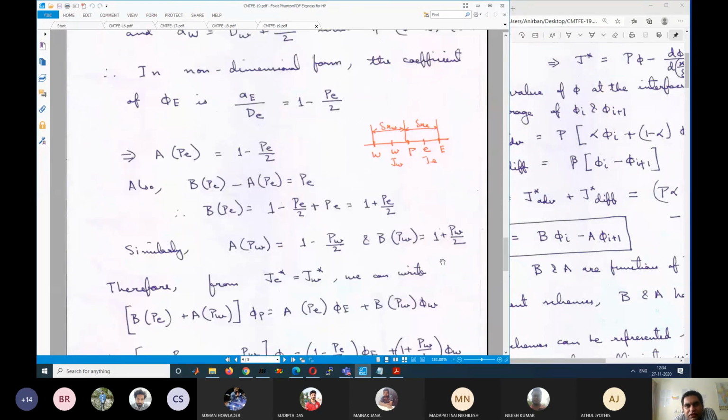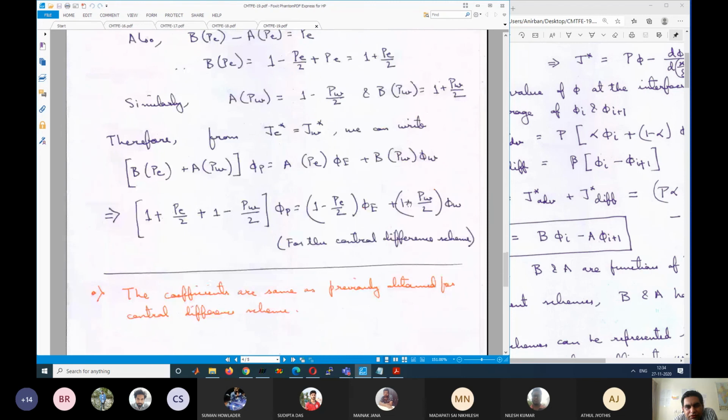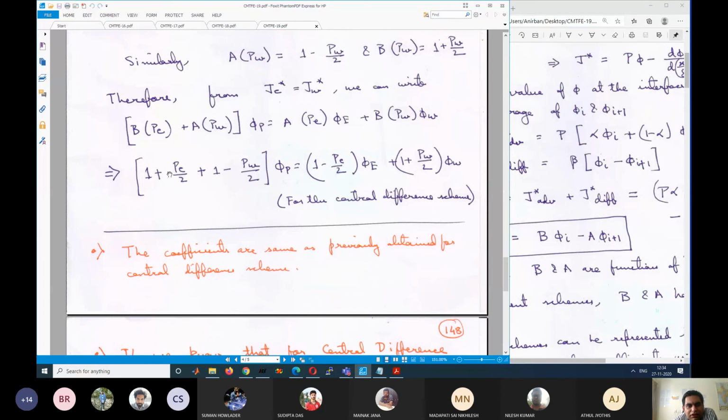Similarly, for phi W, it was DW plus FW by 2. In non-dimensional form, it will be AW by DW, so 1 plus PW by 2. So that is the term we are getting, and this is also similar to what we were getting, because we have derived it in that way anyway.